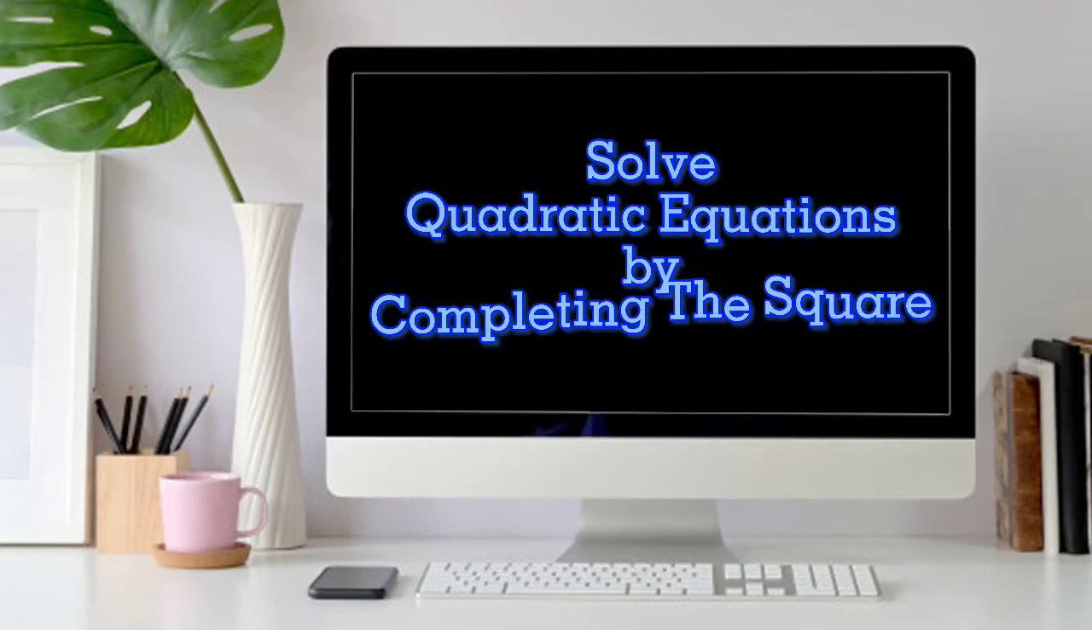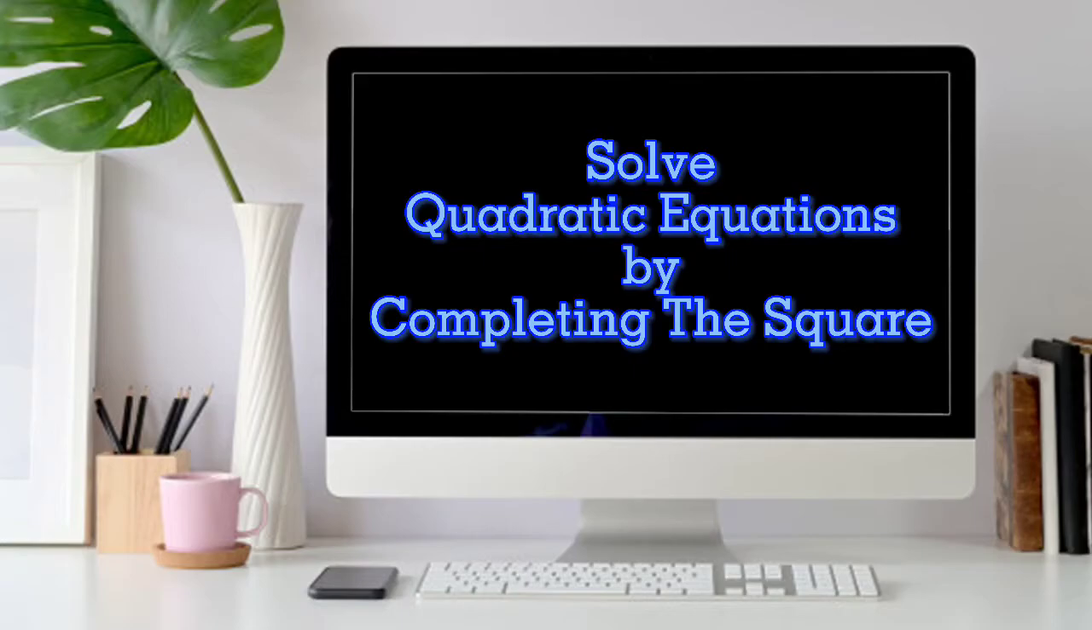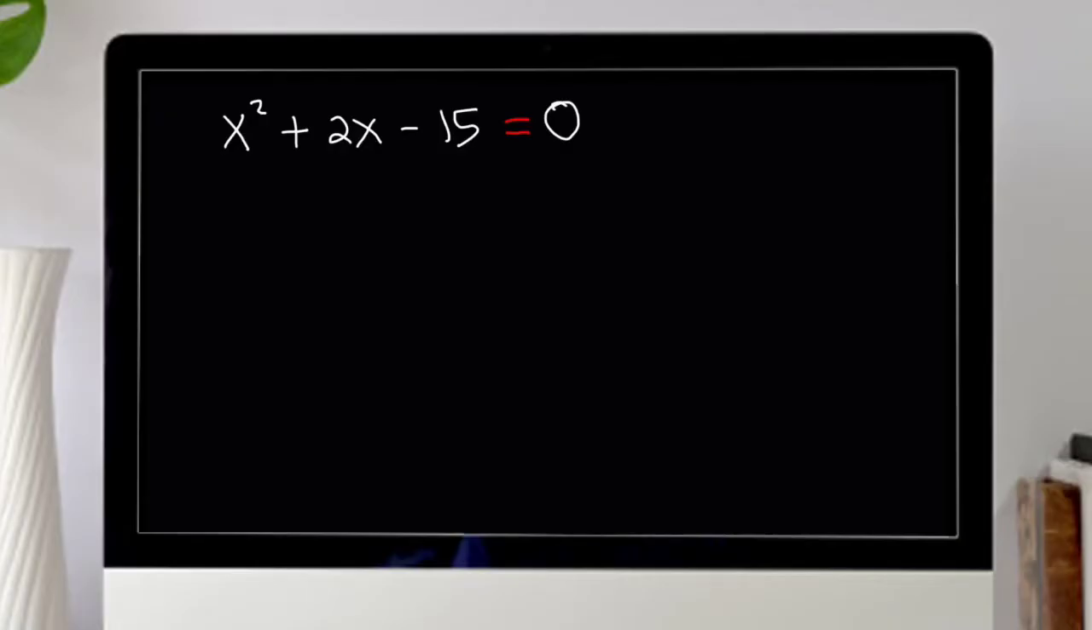In this video, we're going to talk about how to solve a quadratic equation by completing the square. So the first thing we need to do is take the constant term, -15, and move it from the left side to the right side of the equation. Now, in order to do so, the sign is going to change from -15 to +15. And we're going to have x squared plus 2x is equal to +15.